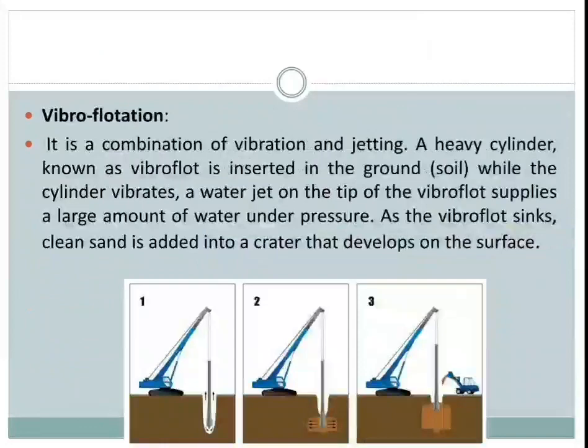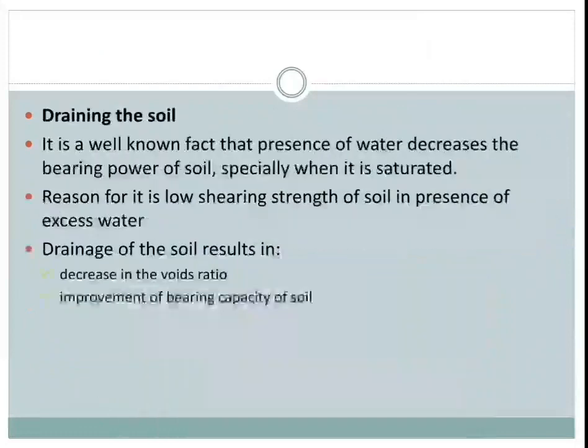Next is vibroflotation. It is a commercial method which combines the effect of vibration and jetting. A heavy cylinder known as vibrofloat is inserted into the soil while the cylinder vibrates due to rotary eccentric weight, and a water jet on the tip of the vibrofloat supplies a large amount of water under pressure, and as the vibrofloat sinks, clean sand is added in through the crater that develops on the surface. This method is useful when the foundation is required to support heavy load spread over a greater area.